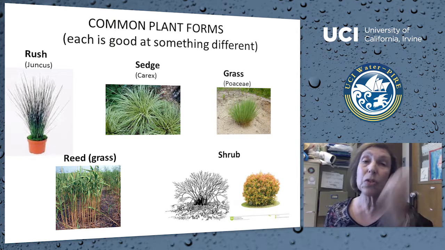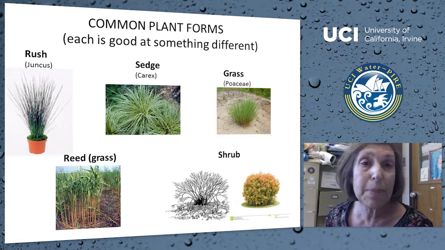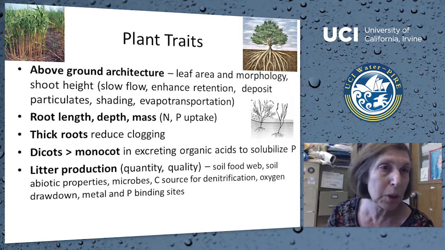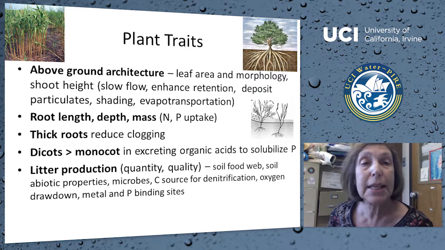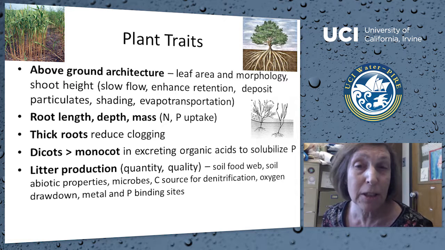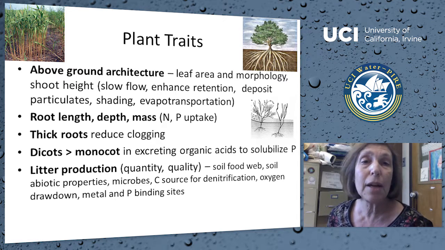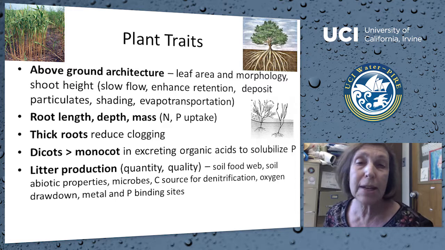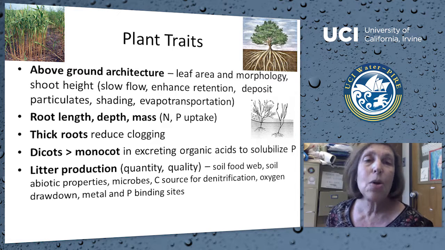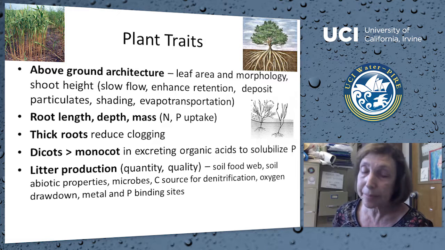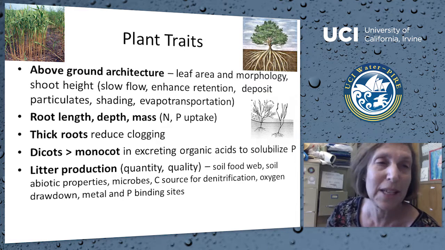Now, many biofilters are planted with a number of standard plant types. We have rushes, sedges, grasses, reeds, and shrubs most commonly found. Next slide, number 6, shows the plant traits that these plants have that might affect their function within biofilters. So we might care about aspects of above ground architecture. For example, leaf area and morphology or shoot height all would affect the movement of water, whether it's slowed, enhanced retention, the deposition of particles, shading, and evapotranspiration. There are many root properties that affect the ability to take up nutrients or reduce clogging, whether the plant is a dicot or monocot, how much litter it produces. All of these will affect function. And I'm going fairly quickly through these because I want to have time to get to the ecological theories.